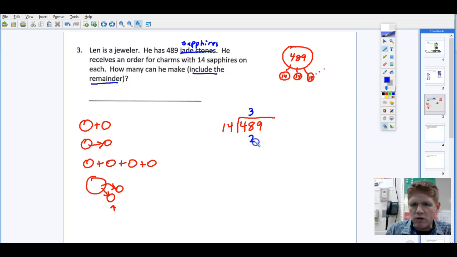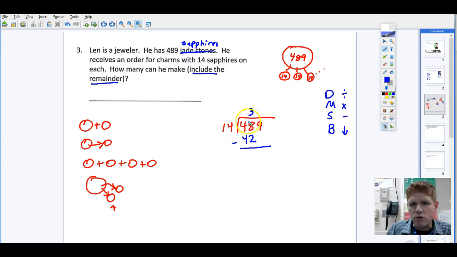3 times 4 is 12. I carry my 1. 3 times 1 is 3. I add my 1 to it, and I get 42. So yay for me, that worked out pretty well. Now I'm going to subtract. Remember, we always have the same steps. Divide, multiply, subtract, bring down. Divide, multiply, subtract, bring down.